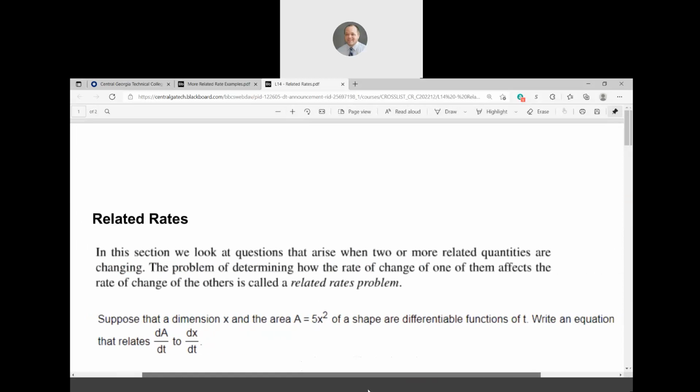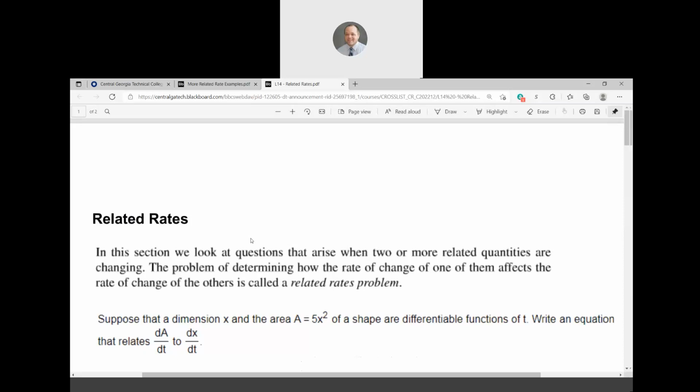All right, we are going over lesson 14 today on related rates. I went over this briefly in a previous lecture, but I didn't go over it as thoroughly as I wanted to. So let me tell you what related rates are.